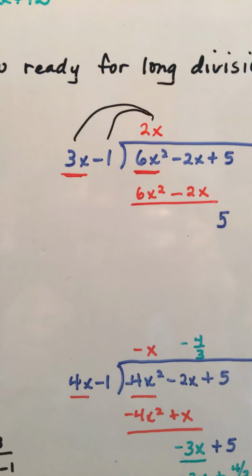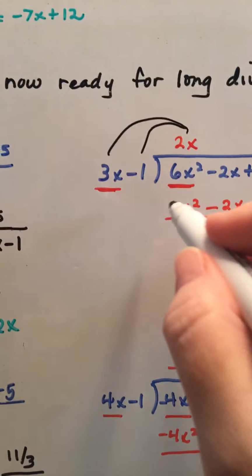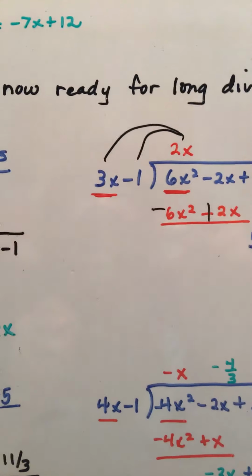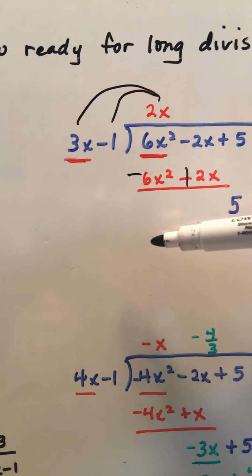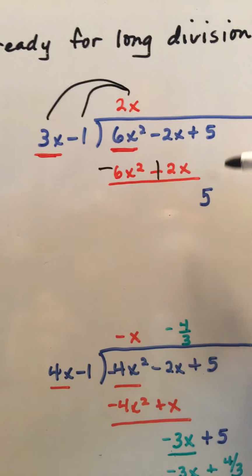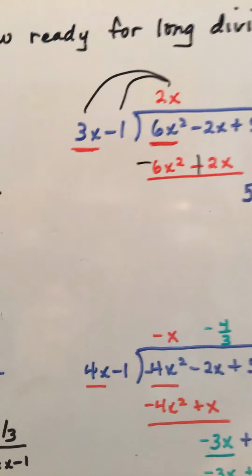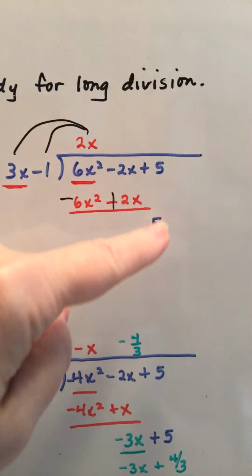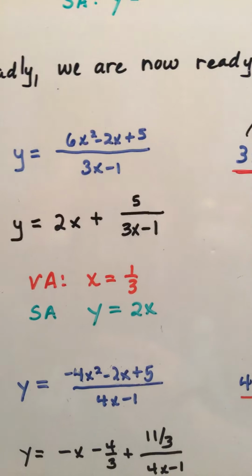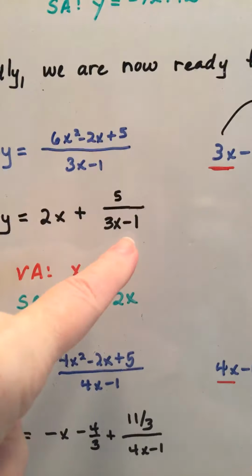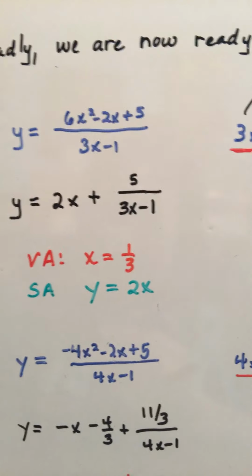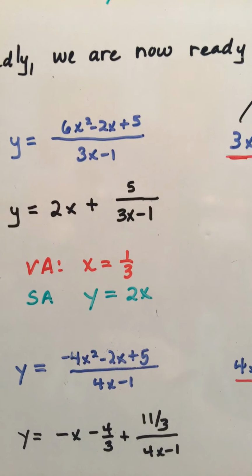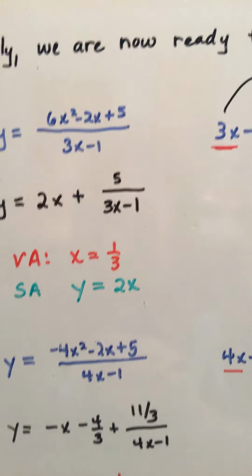But after we divide, we multiply, we subtract, which in math means negate. So I negate my signs. The 6x squareds disappear, the 2x disappears, and the 5 comes down. So my quotient is 2x, my remainder is 5. So my vertical asymptote, what makes the denominator 0, is x equals 1/3. What's my quotient? My slant asymptote is y equals 2x.